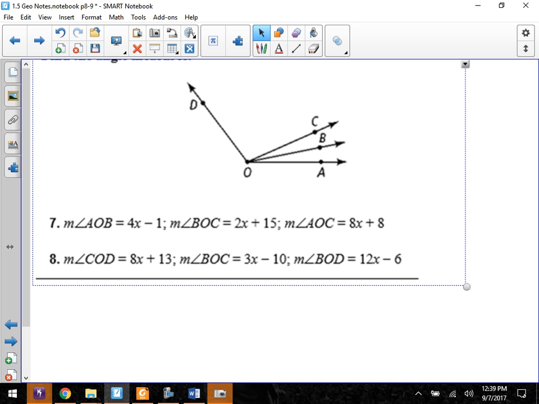So the suggestion that I gave you was to just disregard the diagram as it was drawn to begin with and redraw them separately. Because if you see it separately, blown up a little bit, math is easier to math.